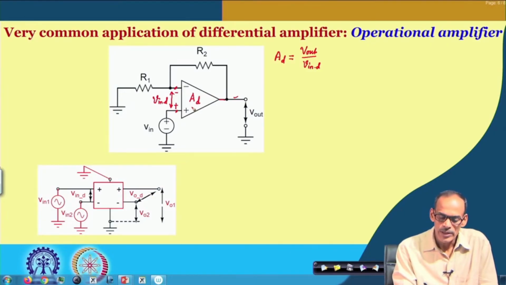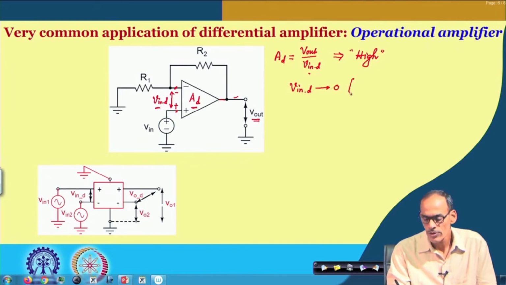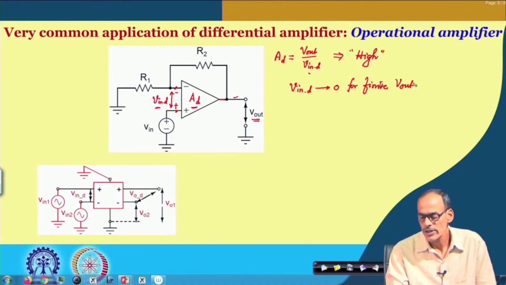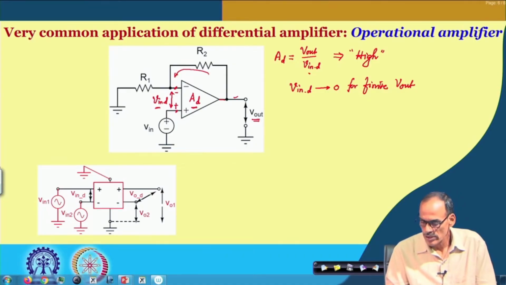Now, if the op amp gain A is very high, quote and unquote very high, then for a finite value of V out, the V in D is very, very small, and we can say that this V in D approaches 0 for finite V out. And of course, this is possible only if the circuit has negative feedback.